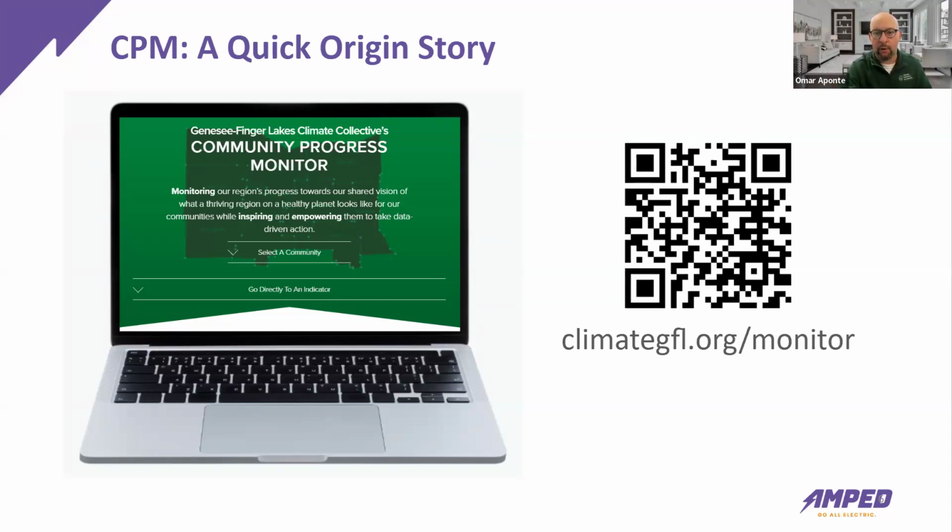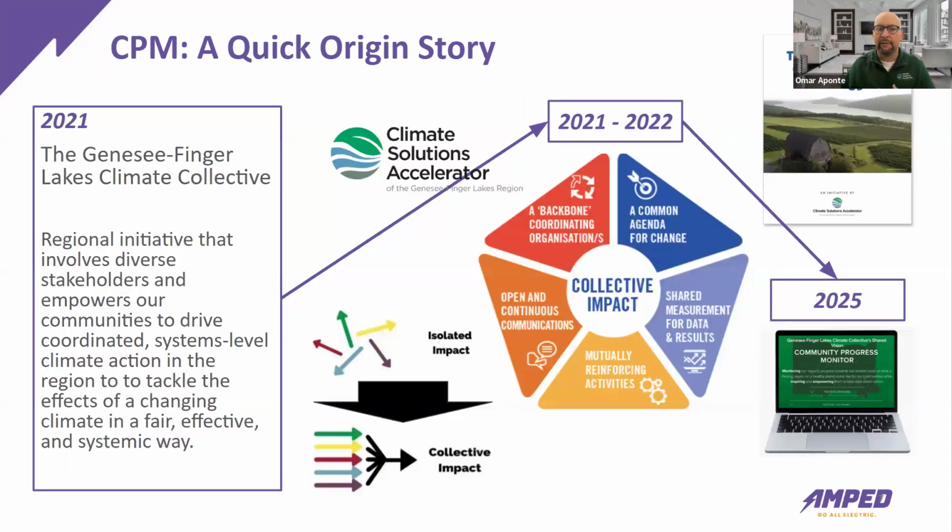So starting with that quick origin story, I want to start in 2021. That's the year the Genesee Finger Lakes Climate Collective was established. This is a group of regional stakeholders that got together and decided, let's bring together our communities to drive coordinated systems-level climate action in the region, so that we can tackle the effects of a changing climate, especially in a fair, effective, and systemic way. So the goal is to make systemic change. And at the center of all this is this collective impact framework that you see here.